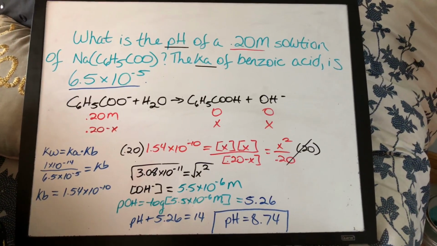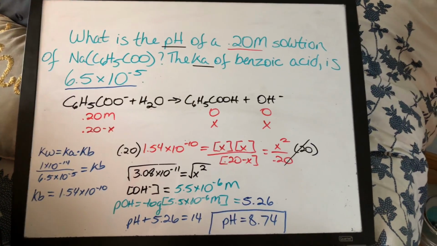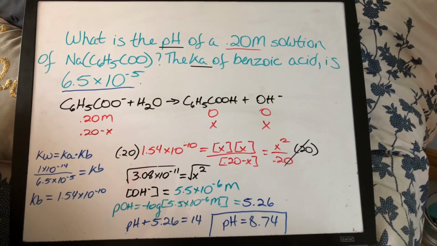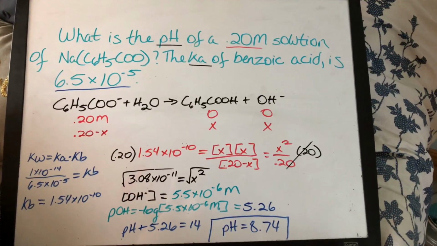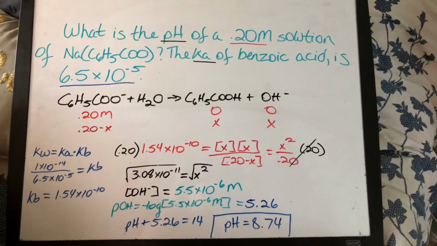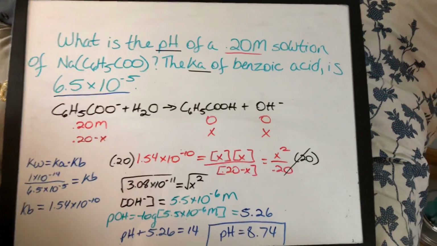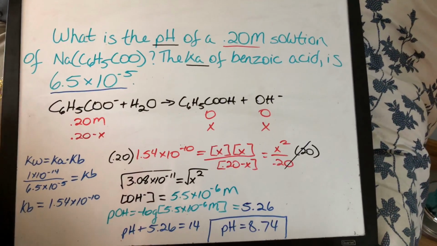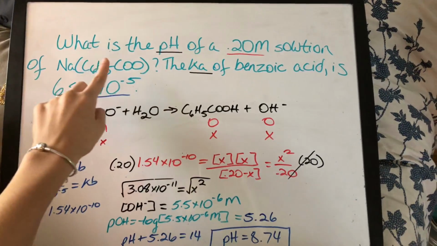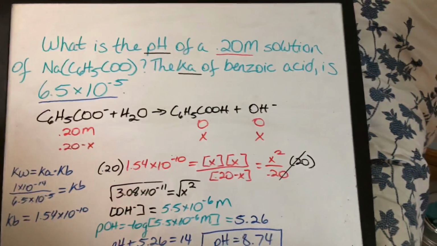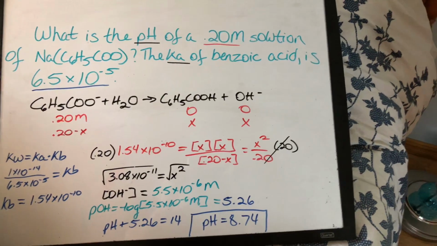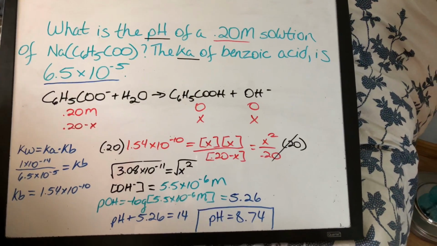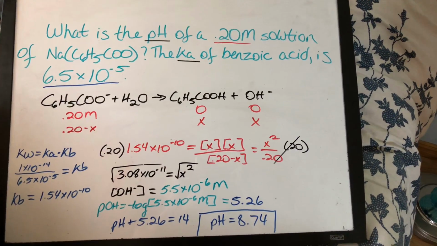Today I'm going to be explaining this problem you see right here. It's from the ACS exam, so I thought it would be good to go over for me and hopefully for whoever is watching this. So the question is, what is the pH of a 0.20 molar solution of sodium benzoate? The Ka of benzoic acid is 6.5 times 10 to the negative 5.